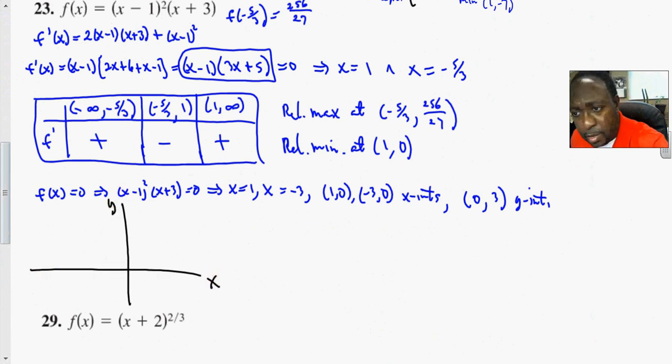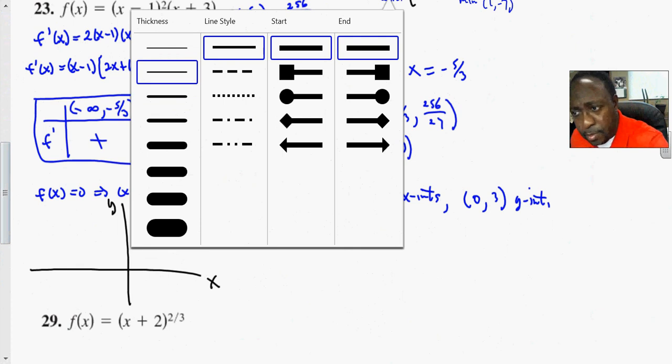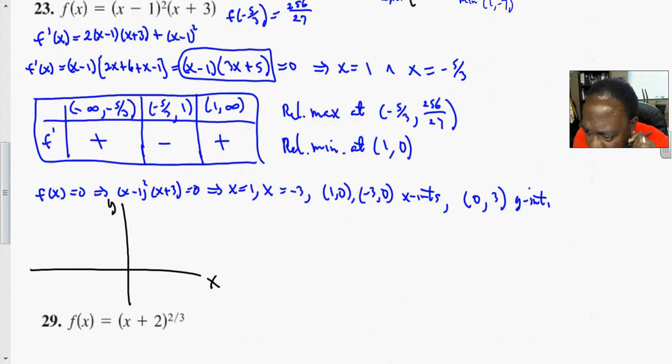I think I can get everything on this. Let's see. We'll try. So we have the y-intercept. X is negative 5/3, y is up here for our maximum. We have a minimum, x is 1 and y is 0. And then we have x-intercepts at negative 3 comma 0. So I'm just going to go ahead and graph. And the y-intercept is crossing like that.